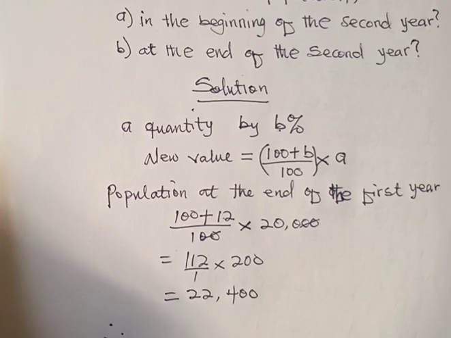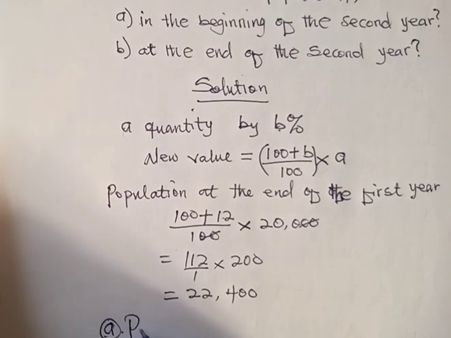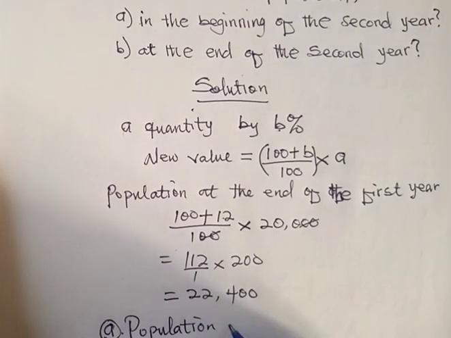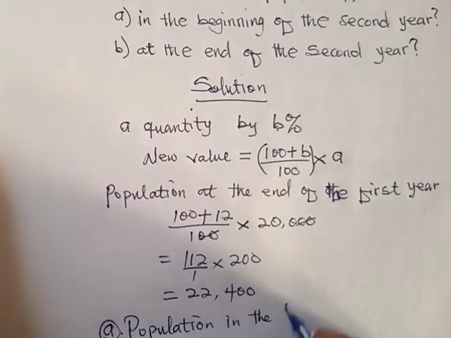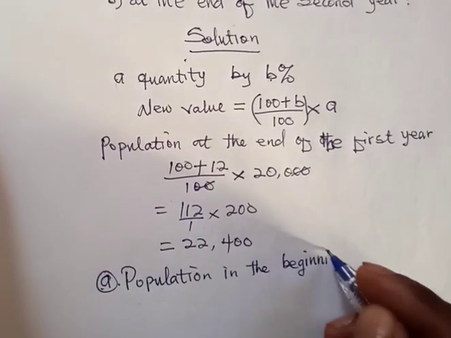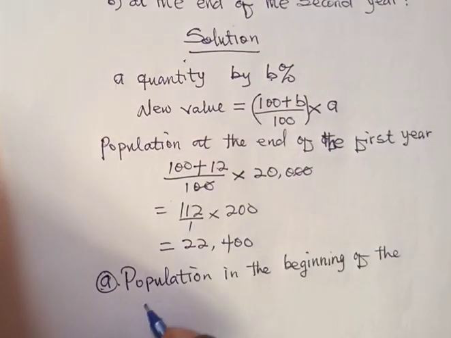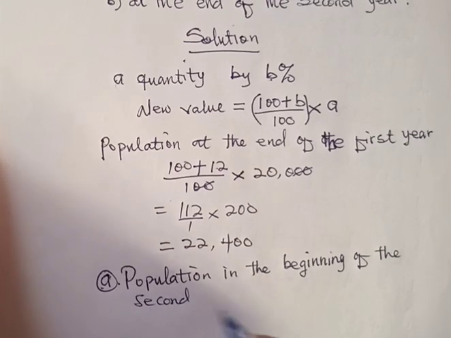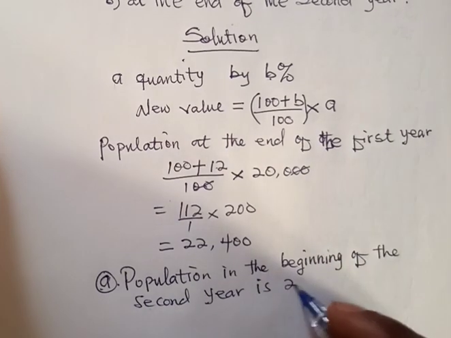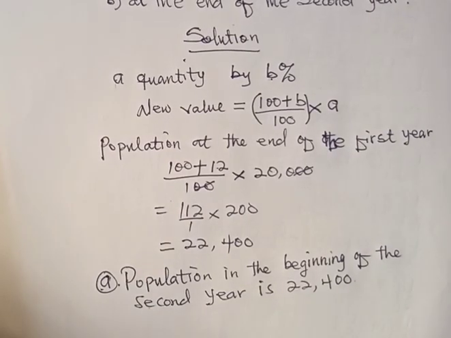So you can see that, therefore, that will be my A rather. Population in the beginning of the second year is 22,400. So that gives me the population in the beginning of the second year.